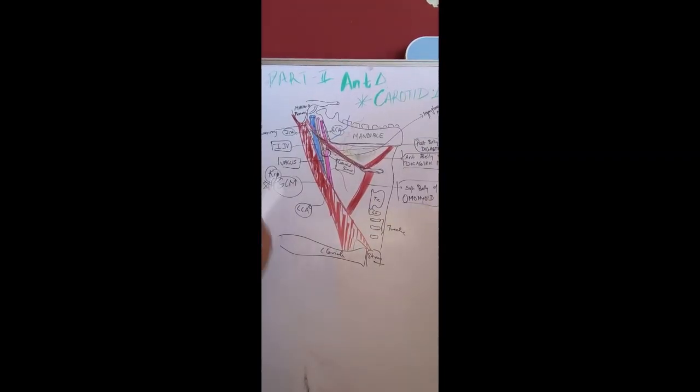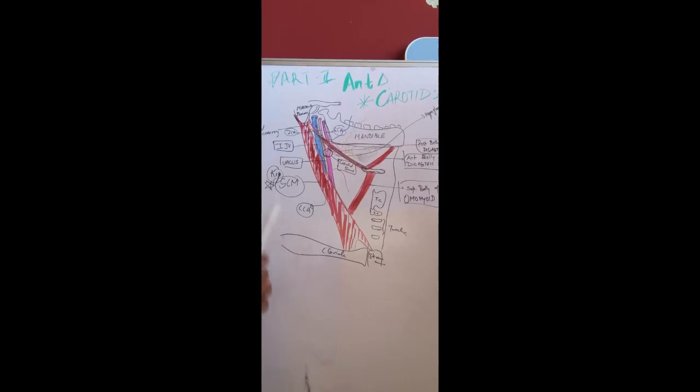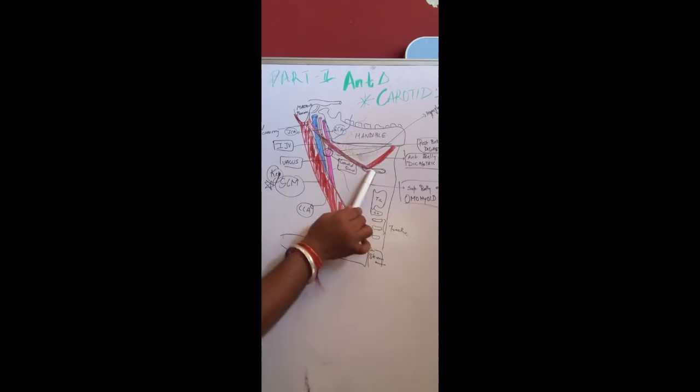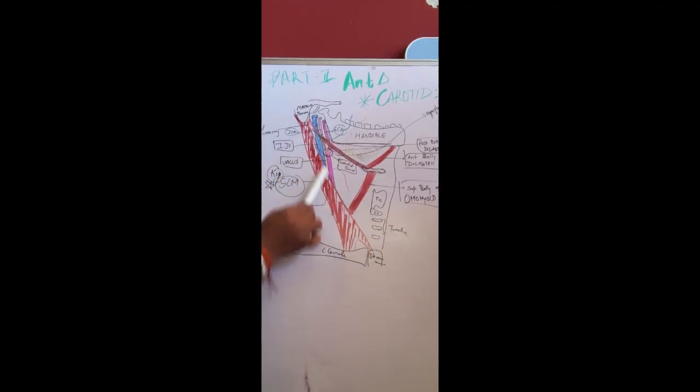The part 2 of anterior triangle, that is the most important triangle, carotid triangle. In the image, you can see the boundaries of the carotid triangle formed by SCM, followed by the superior belly of omohyoid and the posterior belly of the digastric. The main contents of this triangle are the internal jugular vein, the vagus nerve in the center, in between the internal jugular vein and the common carotid artery. These are the main contents.